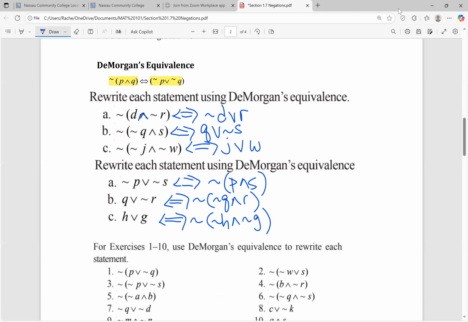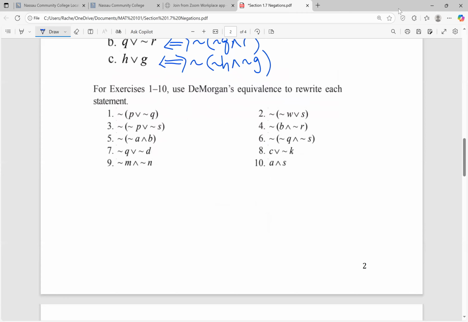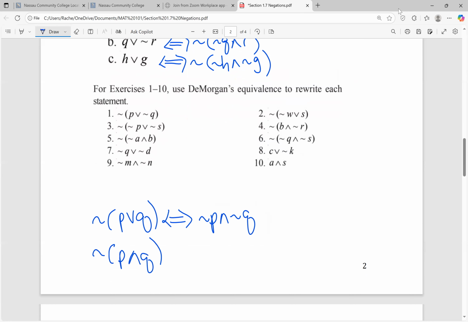And now let's just practice. So exercises 1 to 10 here. Let's use De Morgan's equivalence to rewrite each statement. So let's just write De Morgan's equivalences down here, right? So we have not (P or Q). That's equivalent to not P and not Q. And then we have not (P and Q), which is equivalent to not P or not Q. So those are my two De Morgan's equivalences.